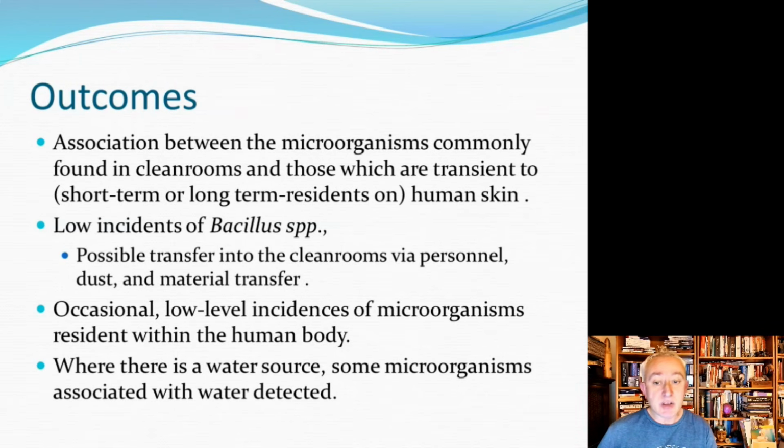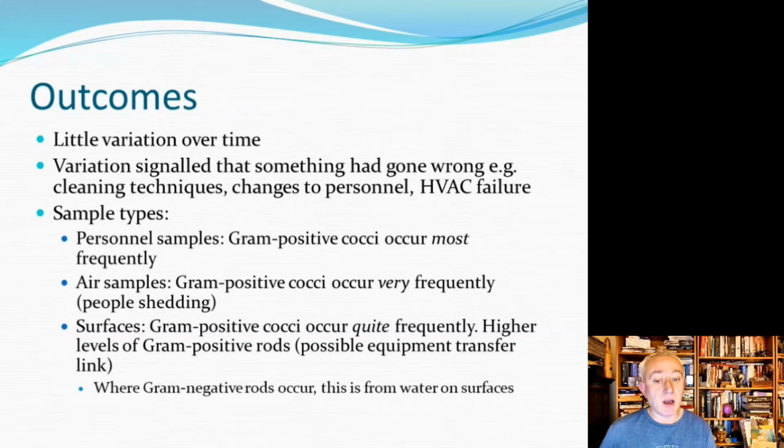Another interesting thing about profiling microbial contamination from clean rooms is that there's often little variation over time. When variation occurs, it's normally because something fundamental has gone wrong. So it could be a change of cleaning techniques, a new shift starting, a problem with air handling systems, HVAC failures, and so on.